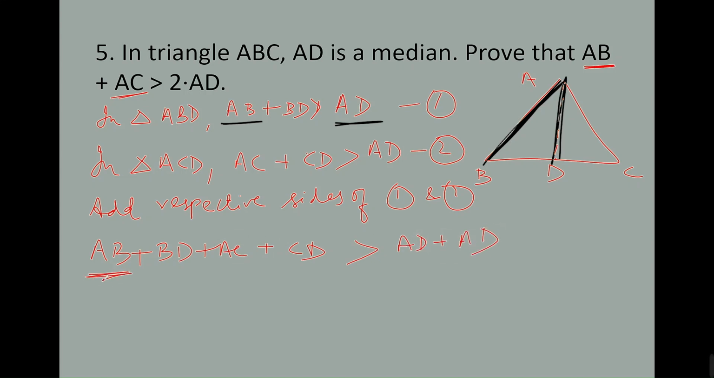Now AB we will keep as it is. AC we will keep as it is. But do you see BD and CD together make BC? So we will write it like this. And you know that AD plus AD is twice AD. So hence proved. This is what we were supposed to prove.